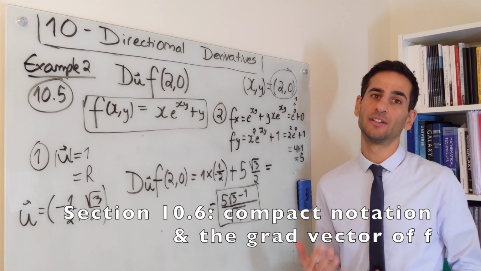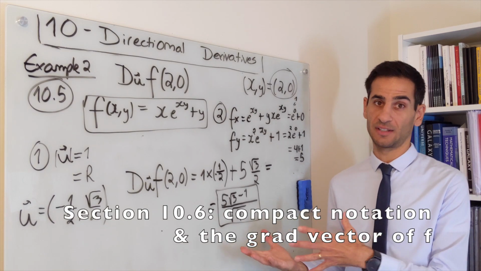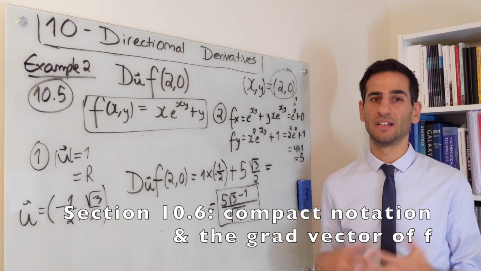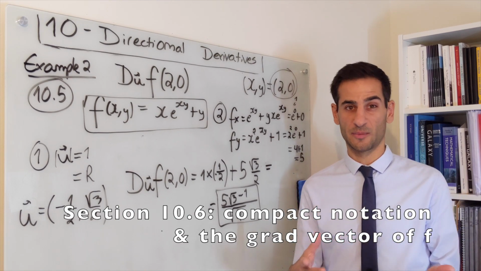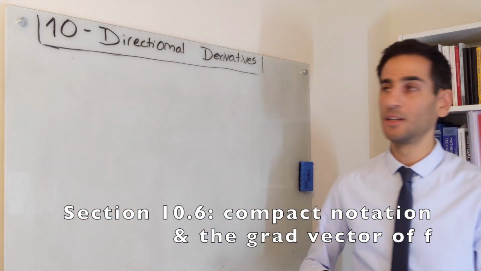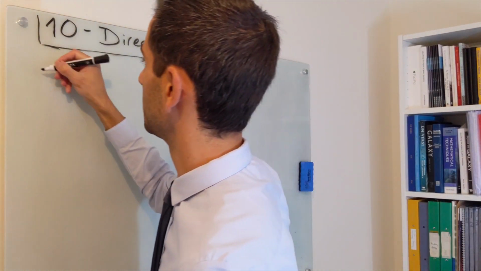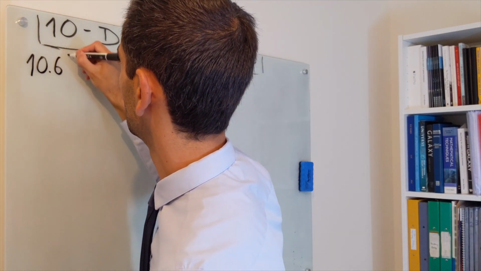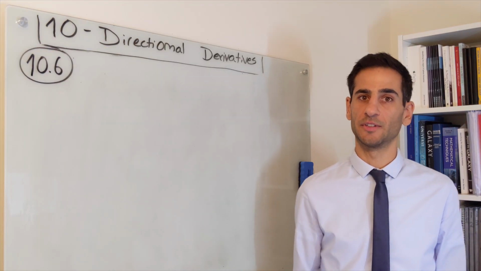When you're calculating directional derivatives, just like the examples we saw in the previous video, it's actually really useful to use a more compact notation. So let's have a look at that. You can find this in section 10.6 in your lecture notes. And this is really about notation.